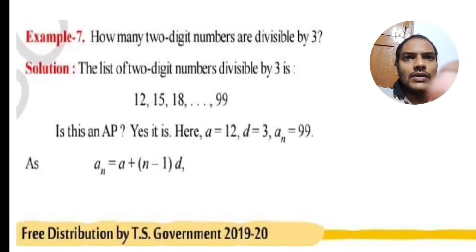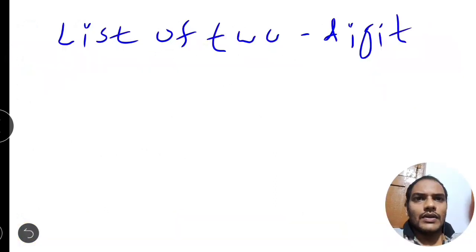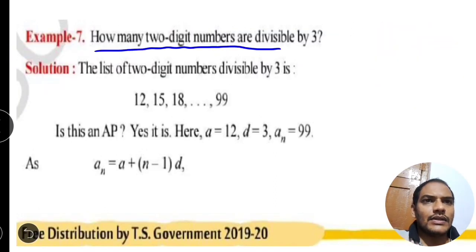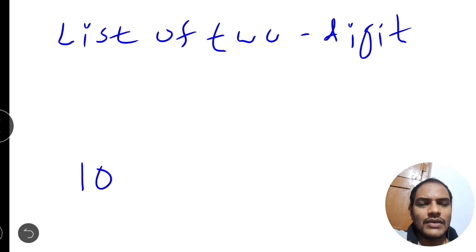So next, example 7. How many 2-digit numbers are divisible by 3? So first I am writing the list of 2-digit numbers which are divisible by 3. The first 2-digit number is 10, but it is not divisible by 3. The next 2-digit number, 11, is also not divisible by 3. The next 2-digit number is 12, so it is divisible by 3.